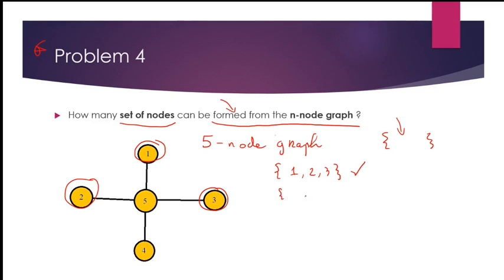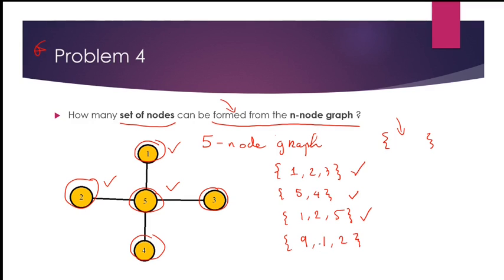Now let's have another example. Let's say 5 and 4. So 5 and 4 are inside this graph, so it's valid. Now let's have 1, 2, and 5. You can see 1 right here, 2 right here, 5 right here. So they are valid.